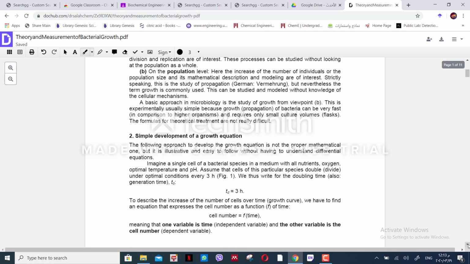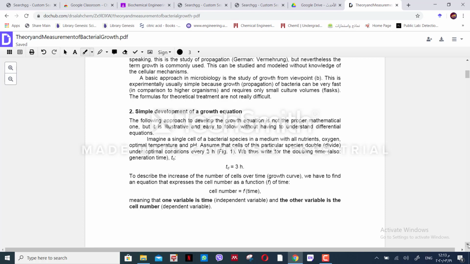This is experimentally usually simple, because growth and propagation of bacteria can be very fast in comparison to higher organisms and requires only small culture volume flasks. The formulas for theoretical treatment are not really difficult. Simple development of growth equations. The following approach to develop the growth equation is not the proper mathematical one, but it is illustrative and easy to follow without having to understand differential equations.